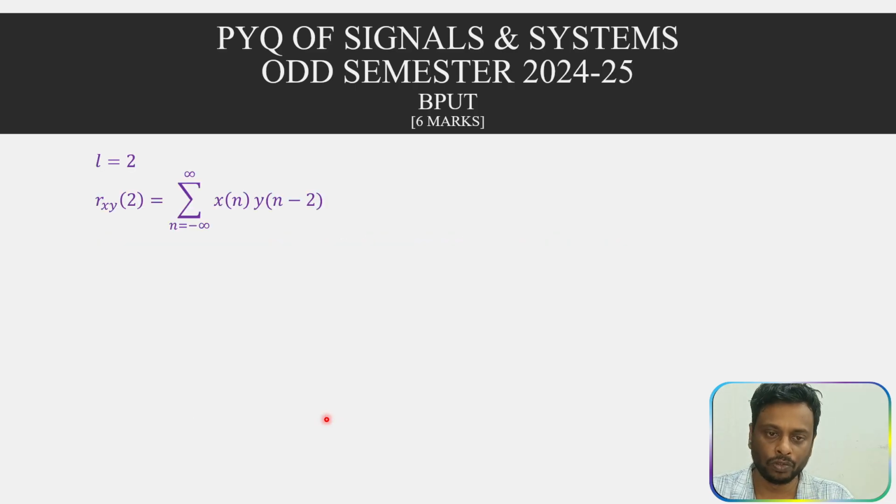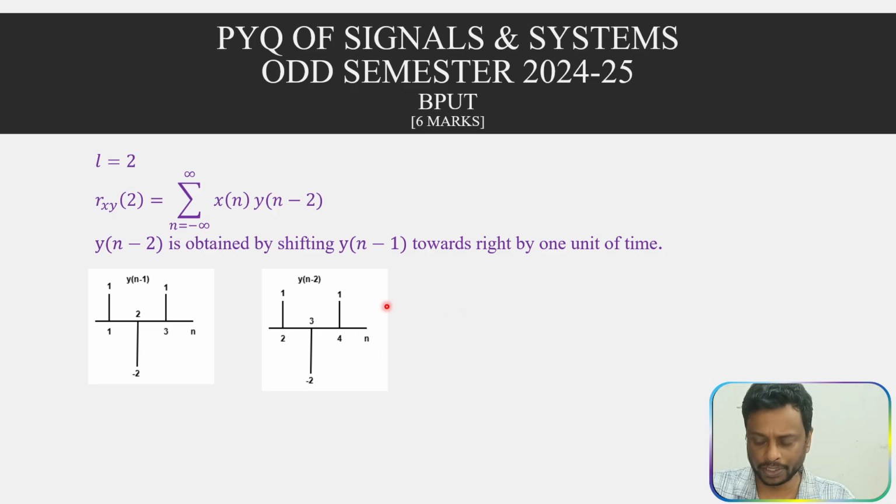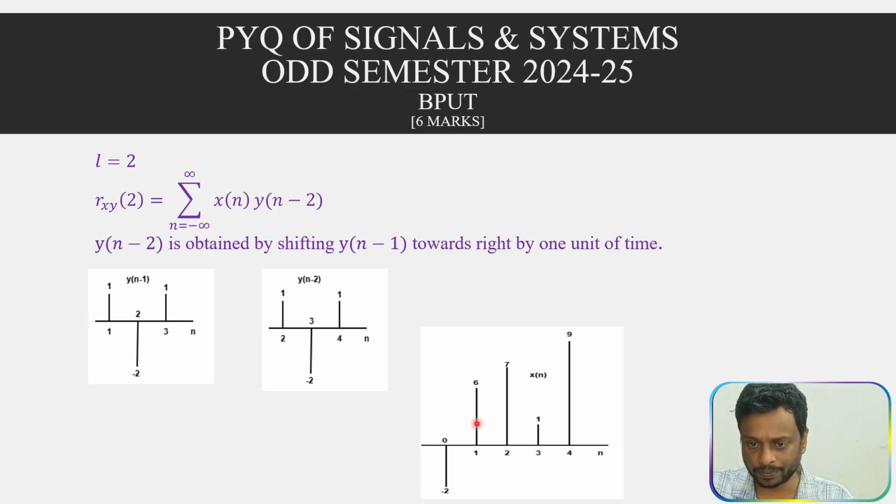Now at l equal to 2. That is the formula. So y of n minus 2 is obtained by shifting y of n minus 1 towards the right by 1 unit in time. This is our y of n minus 1, just shift it towards the right. Now the samples are at 2, 3, 4. It will be multiplied with x of n. You can see the common samples are 2, 3, and 4. So 7 into 1, then minus 2 into 1, then 1 into 9. So it will be 14. This is the sample by sample multiplication.